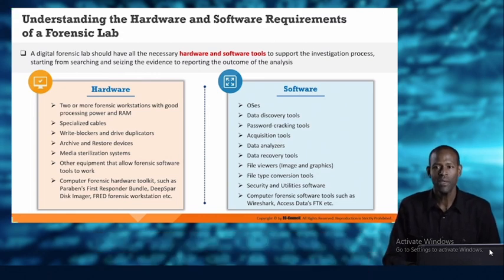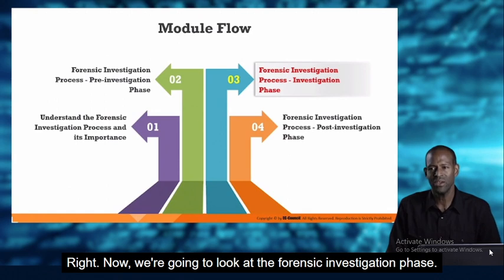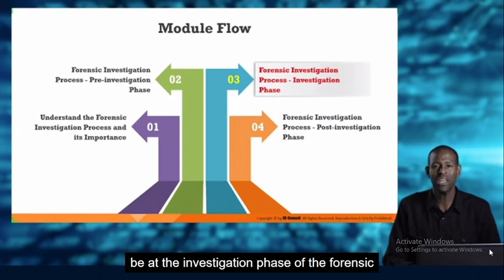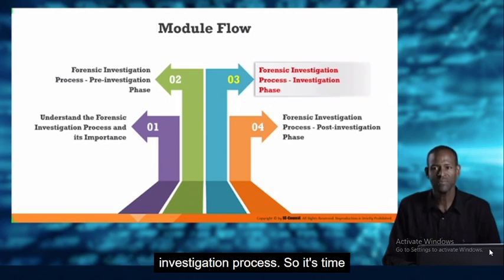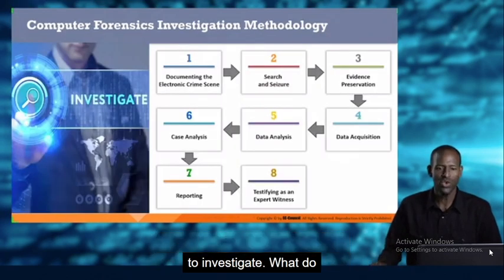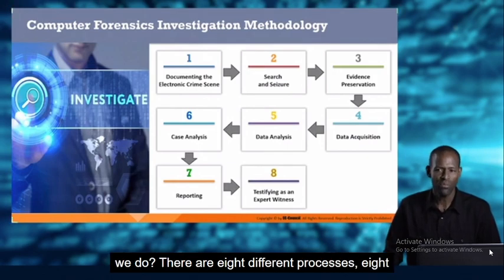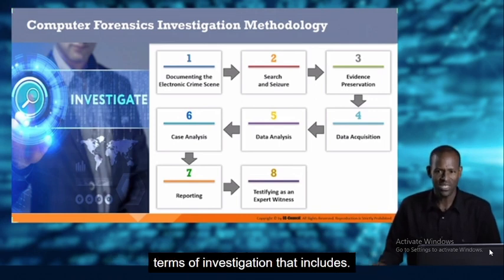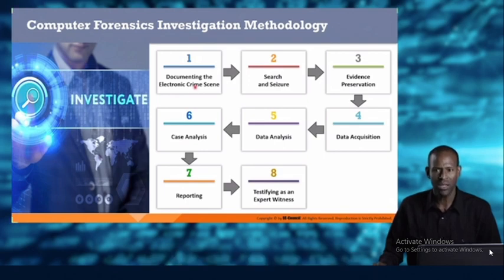All right, now we're going to look at the forensic investigation phase. We're going to actually not be at the pre-investigation, but we're going to be at the investigation phase of the forensic investigation process. So it's time to investigate. What do we do? There are 8 different processes, 8 different items that we need to look at in terms of investigation. That includes documenting the crime scene.